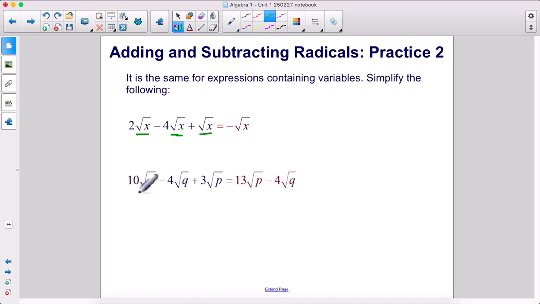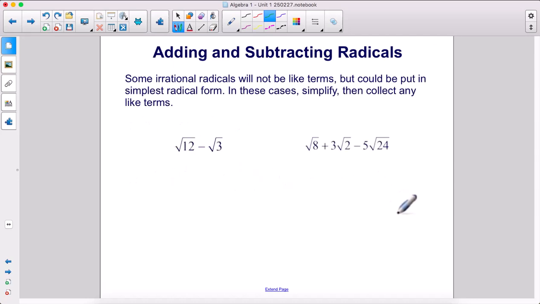Here we have a like term and another like term. This one is unlike. 10 plus 3 is 13 times the square root of p minus 4 times the square root of q. Some irrational radicals will not be like terms, but could be put in simplest radical form.